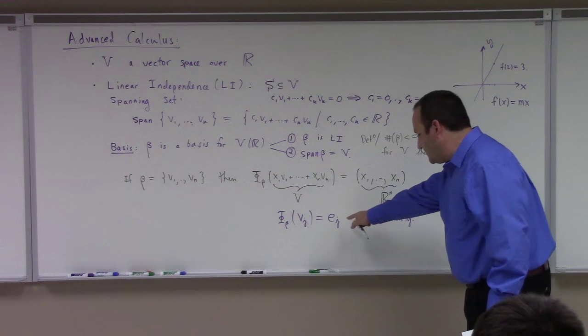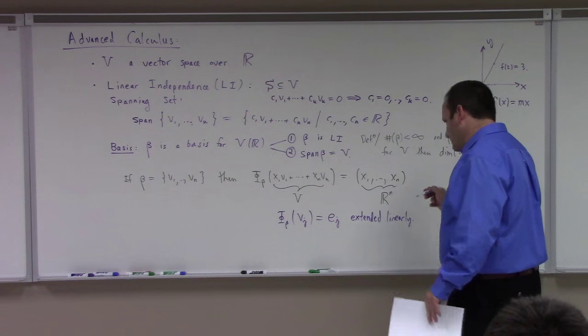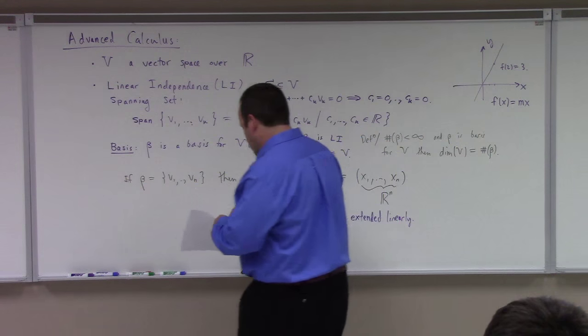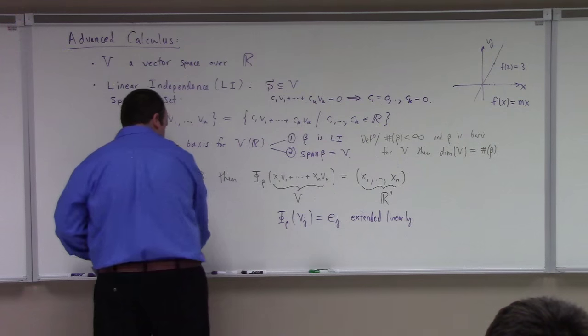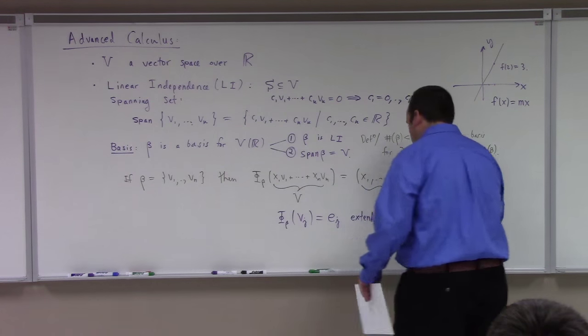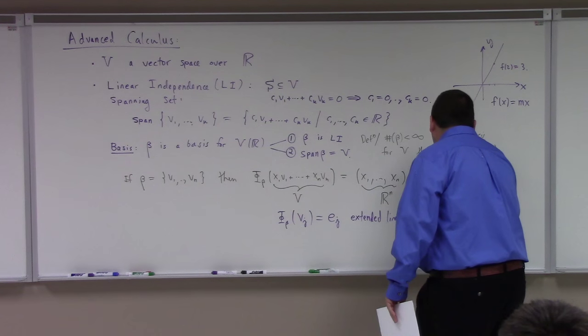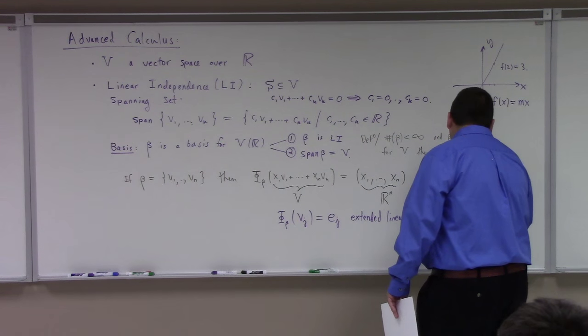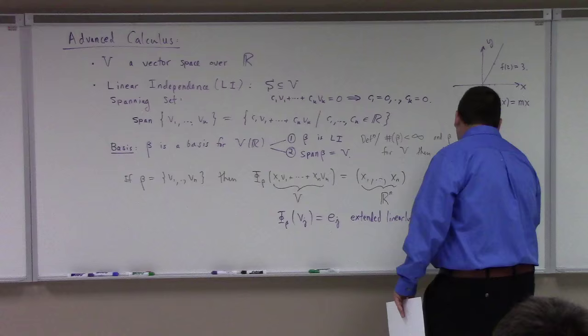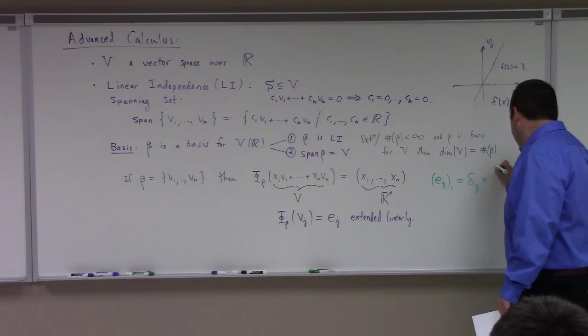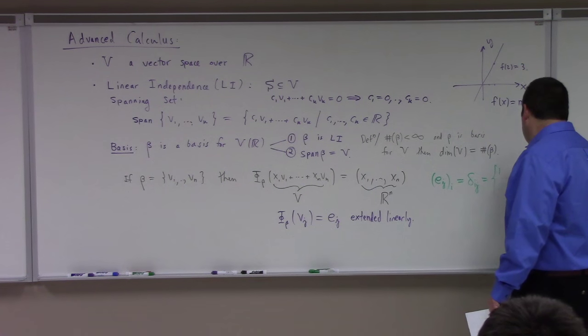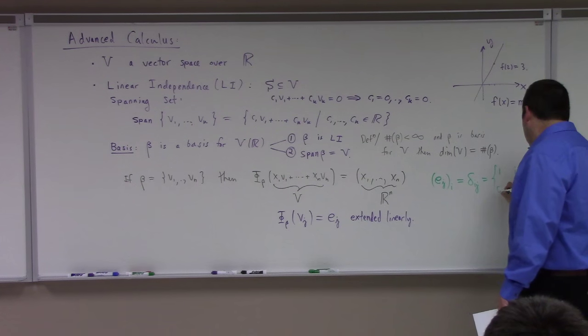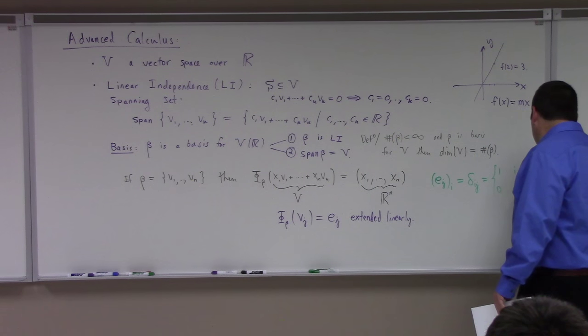Yeah, this is the standard basis. So here's the way we define it. E_j, the ith component of that, is equal to the Kronecker delta ij. You're like, what's the Kronecker delta? Well, I'm glad you asked. It's 1 if i is equal to j. It's 0 if i is not equal to j.